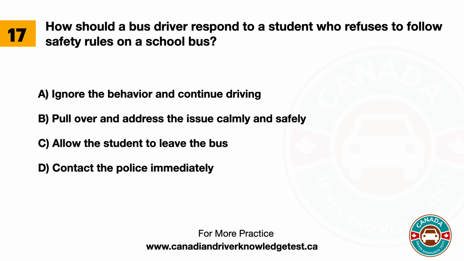Question 17. How should a bus driver respond to a student who refuses to follow safety rules on a school bus? A. Ignore the behavior and continue driving. B. Pull over and address the issue calmly and safely. C. Allow the student to leave the bus. D. Contact the police immediately. The answer is B. Pull over and address the issue calmly and safely.